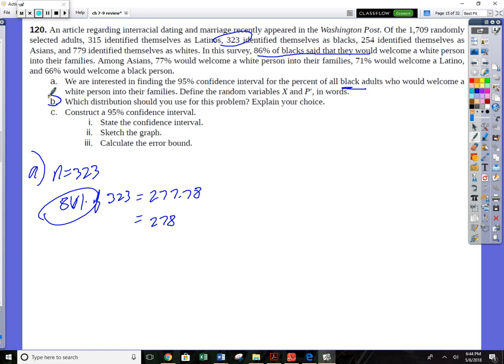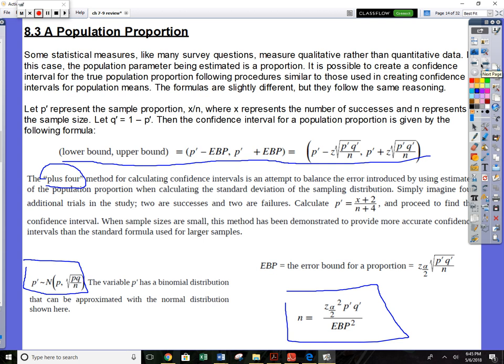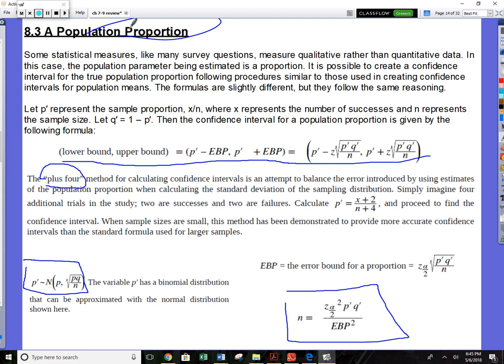Okay, B, what distribution are you going to use? We're going to use a t-test. Excuse me. So we're going to use, oh no, yeah. We're doing proportions. We're not doing standard deviations. Okay, we're going to use a proportion. We're going to use this guy right here.